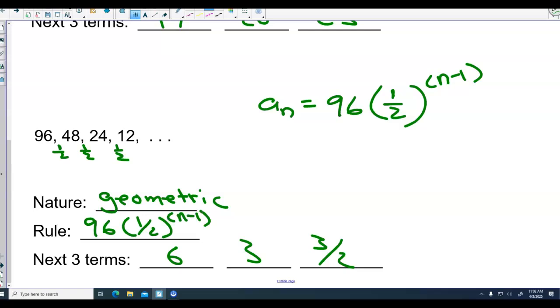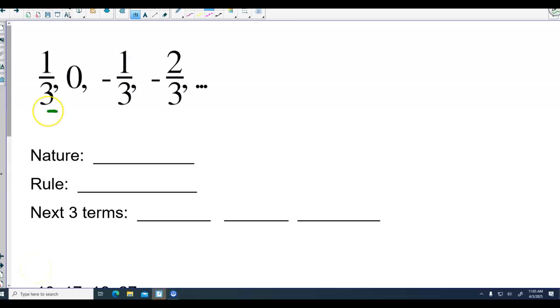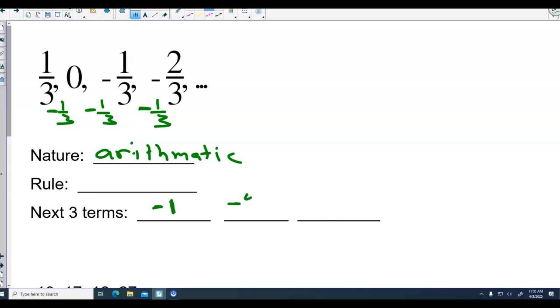That is your rule. Even though it's a fraction, we're literally subtracting 1/3 each time. That's the definition of arithmetic. The next 3 terms, I'm just going to keep subtracting 1/3. I'm going to say -1, -4/3, and -5/3.